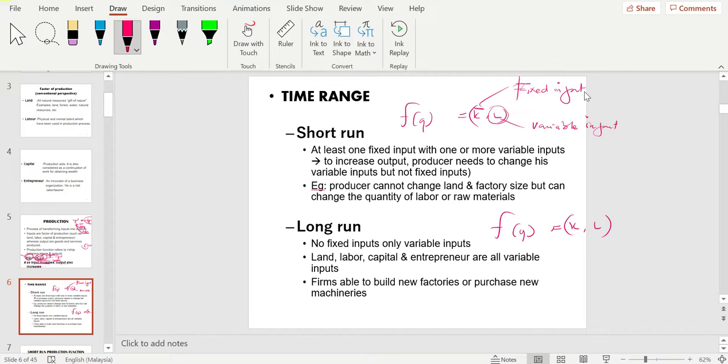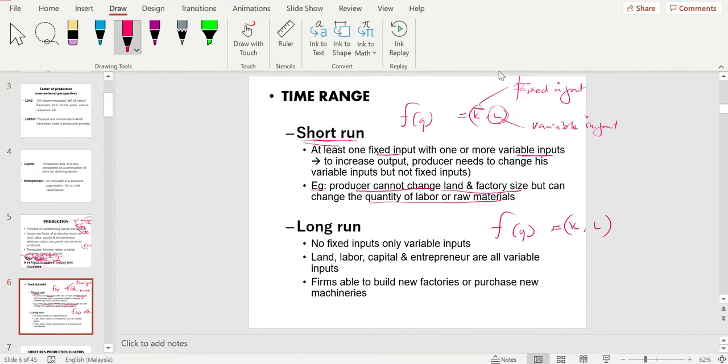Okay, kenapa bila kita produce in short run time frame yang pendek, dia punya capital become fixed but labor is variable? Because in the short run there will be at least one fixed input with one or more variable input. Because a producer has a constraint there, they cannot change the land or factory size, but they can change the quantity of labor or raw material in the short run.